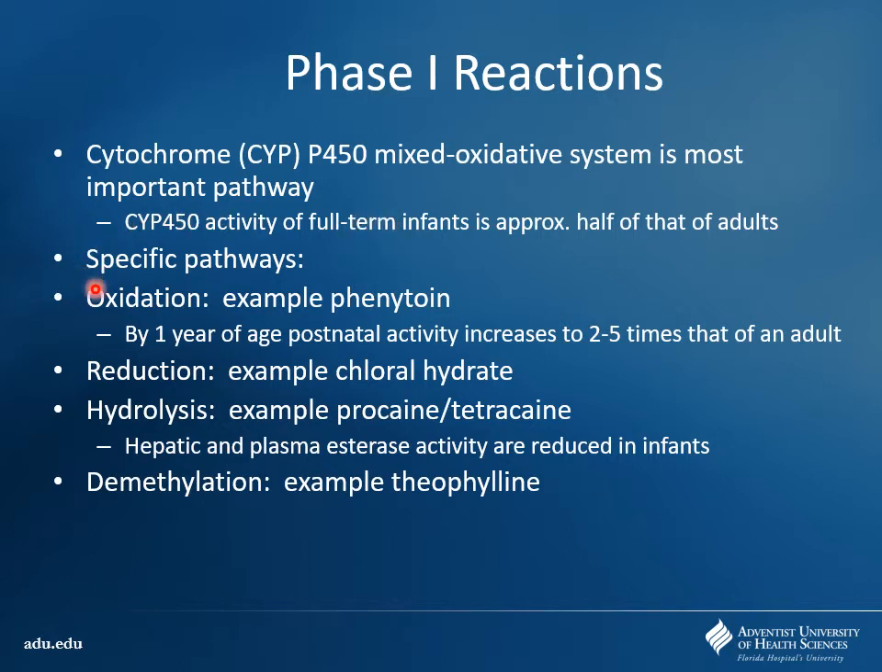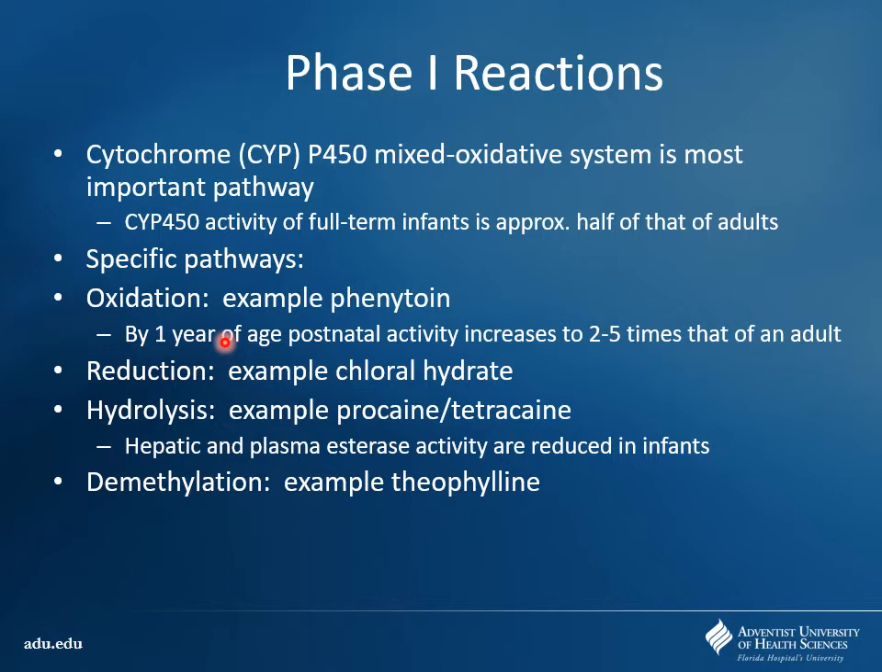Looking at some specific pathways, for instance, things like oxidation. For phenytoin, by 1 year of age, they're actually able to metabolize 2 to 5 times faster than they could for an adult patient. So if you were to look at dosing for phenytoin, you actually see it goes up at a point on a milligram per kilogram basis for a 1-year-old, and then as they get older, it'll start to go back down, right? Because they're able to ramp up those enzymes very early on in life and can metabolize it very quickly.